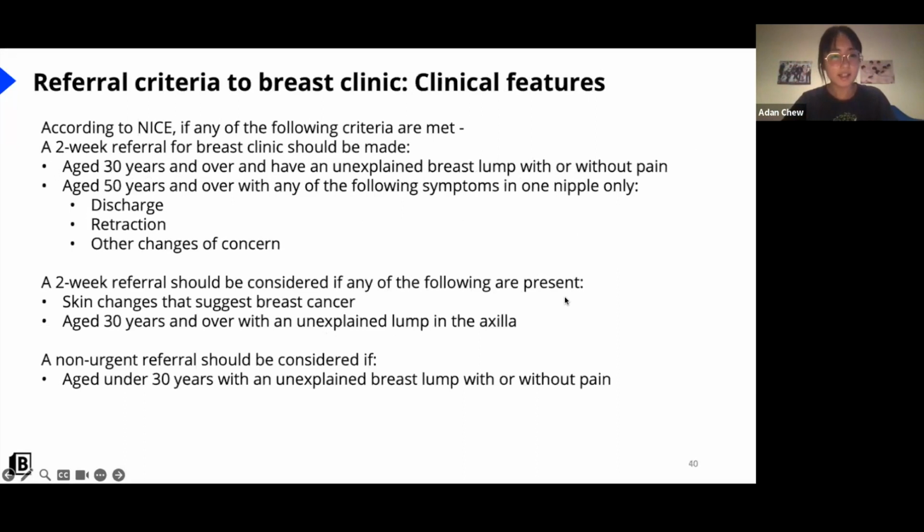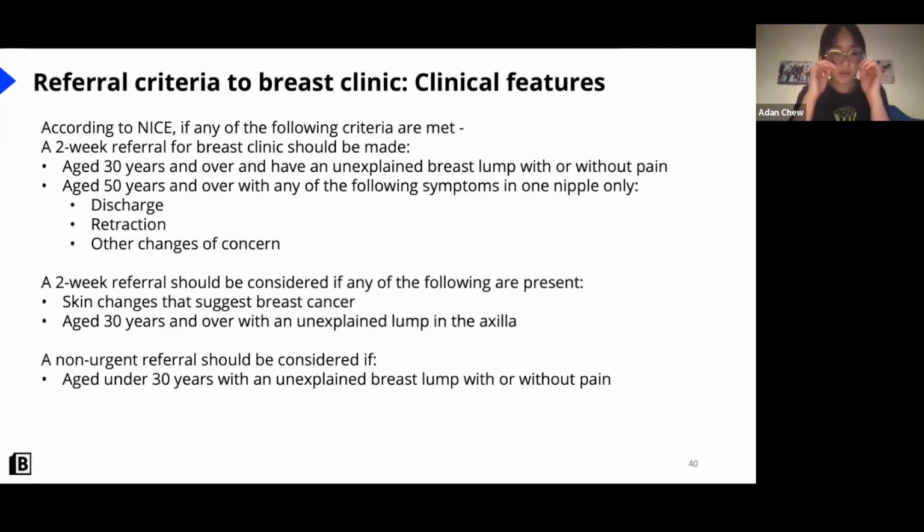That brings me on to my next slide, the referral criteria to the breast clinic, which I hope you guys remember. This is extremely high yield. You'll definitely remember this for exams. According to the NICE guidelines, a 2-week referral to the breast clinic should be made if they're age 30 and over and have an unexplained breast lump with or without pain, or 50 or over and have unilateral nipple symptoms such as discharge, retraction, and other changes of concern. Definitely remember these points, especially the age cutoff.